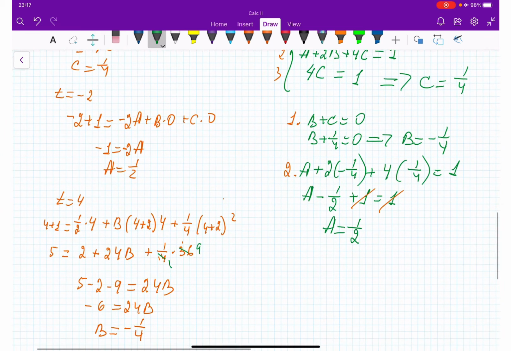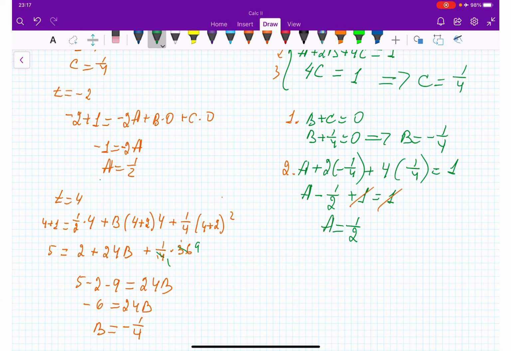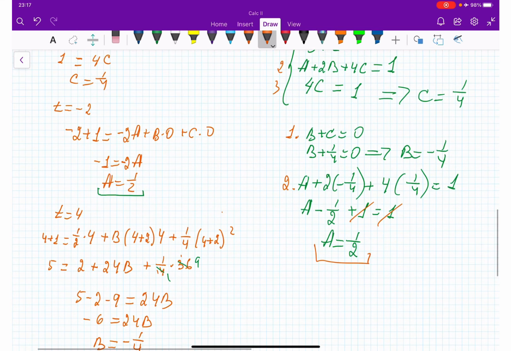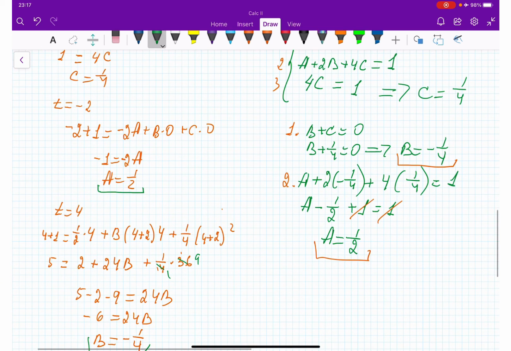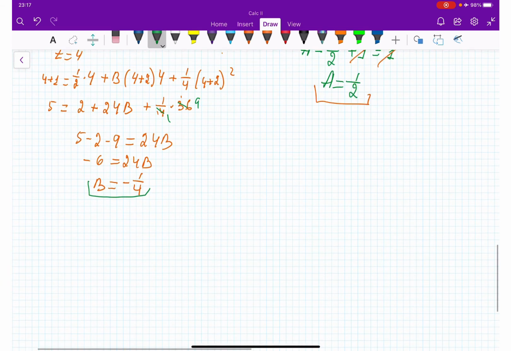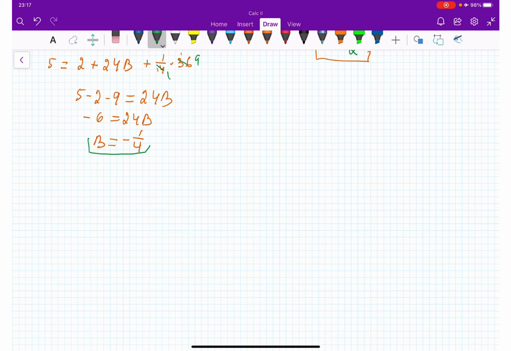Now let's compare to what we have. A is equal here on this side to 1/2. And here we have also a equal to 1/2. So I got here b is equal to negative 1/4. Here I also got b is equal to negative 1/4. And c is equal to 1/4. And here it is my c, 1/4. Okay, we got the values of the coefficients and I showed you both methods.